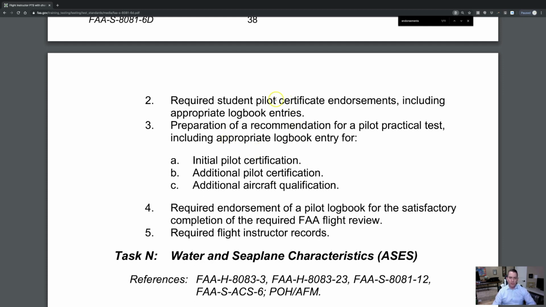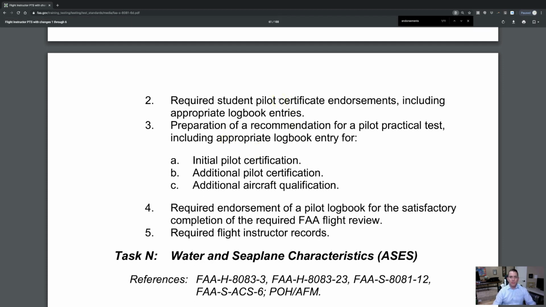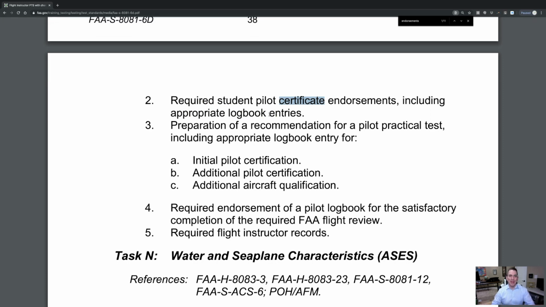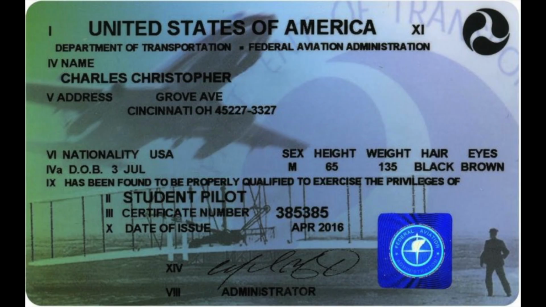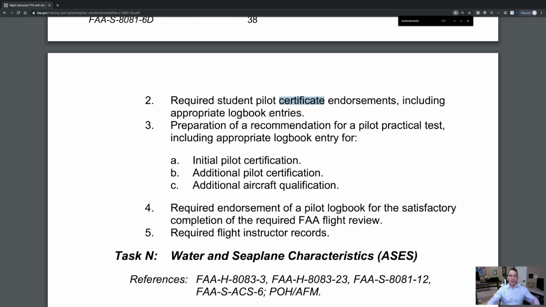So if I had to say something to do here, I would probably be able to just delete this word here and say required student pilot endorsements, and you probably wouldn't even have to put the word including. You would say required student pilot endorsements, appropriate logbook entries, because it's just in the logbook. We don't actually sign the student pilot certificates anymore because they're plastic and it would be kind of hard to sign them. So the regulations changed in February of 2016, and it went on to say a logbook endorsement versus endorsing the medical.